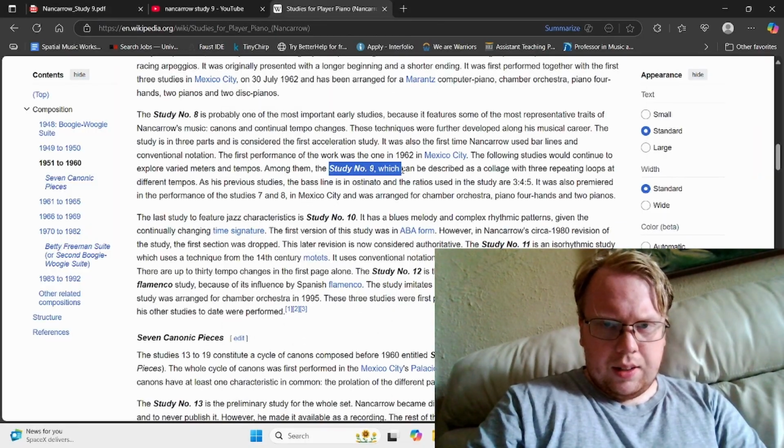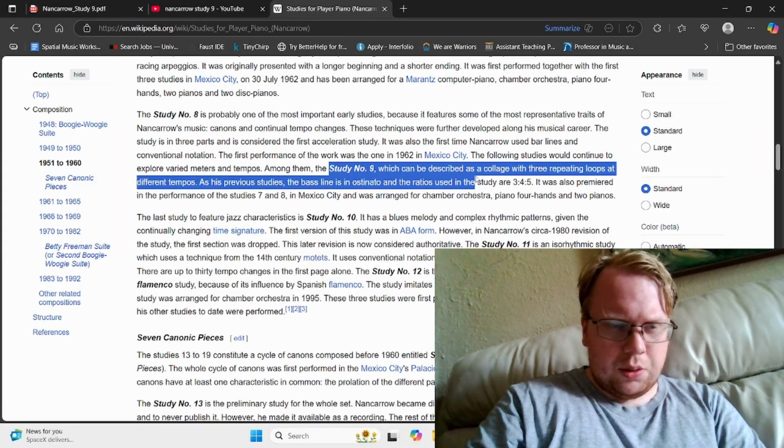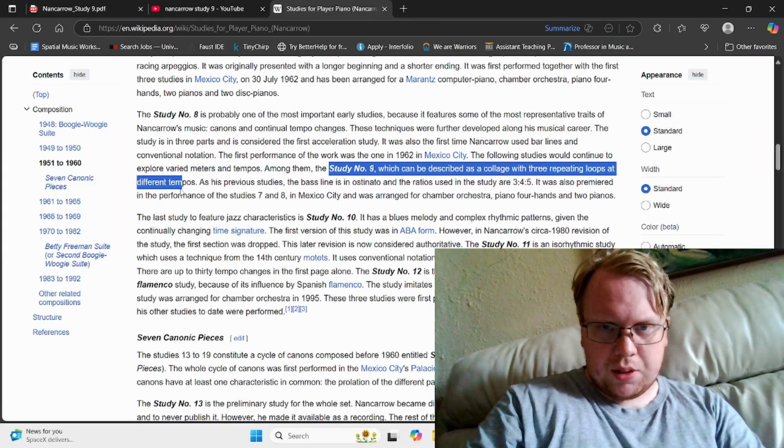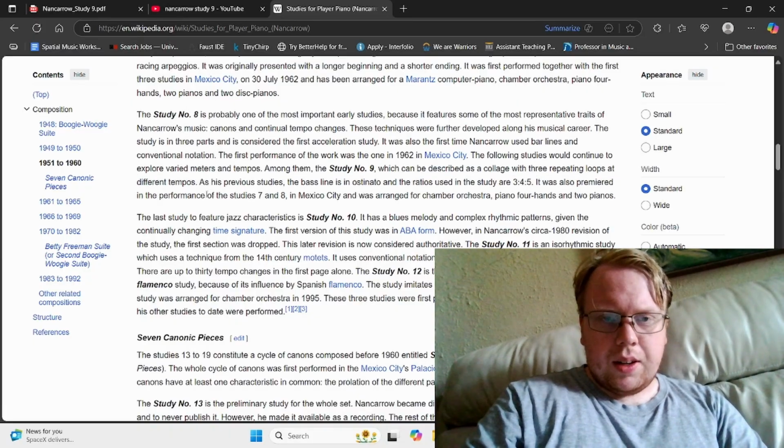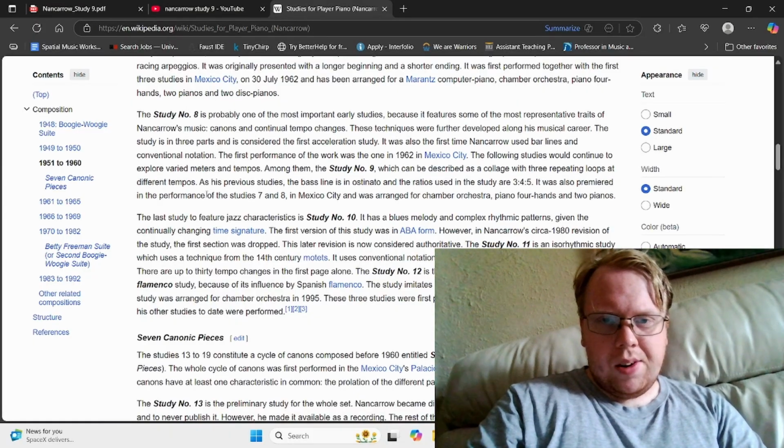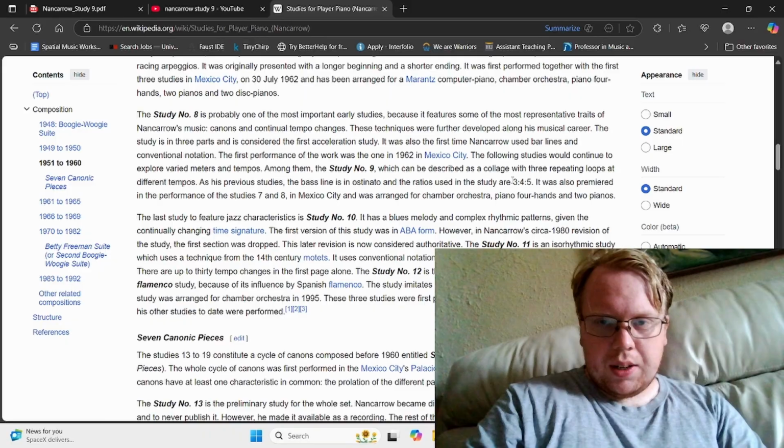Study number 9 is a collage with 3 repeating loops at different tempi. I already observed that in the score. And again, ratio is 3-4-5. Called it.